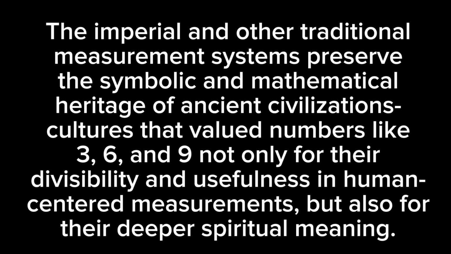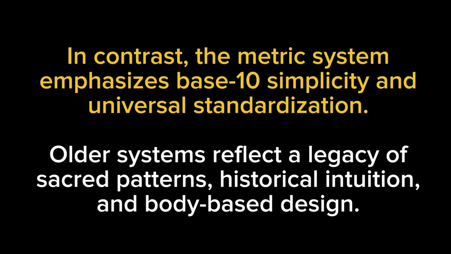Imperial and other traditional measurement systems preserve the symbolic and mathematical heritage of ancient civilizations, cultures that valued numbers like 3, 6, and 9 not only for their divisibility and usefulness in human-centered measurements, but also for their deeper spiritual meaning. In contrast, the metric system emphasizes base 10 simplicity and universal standardization. Older systems reflect a legacy of sacred patterns, historical intuition, and body-based design.